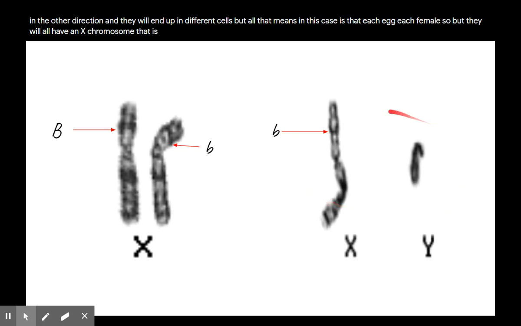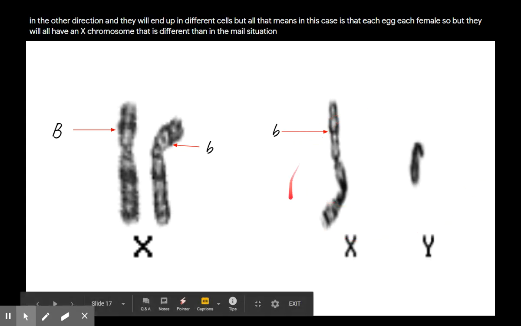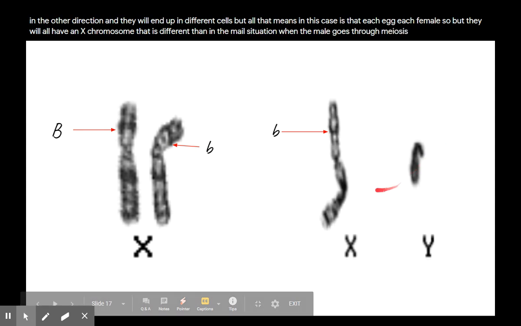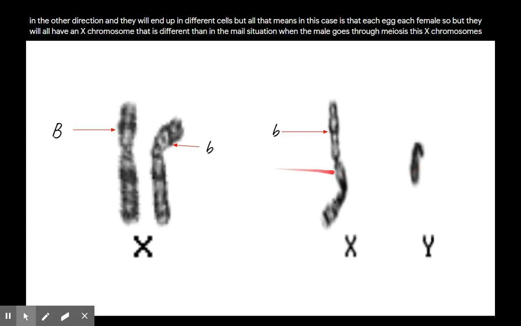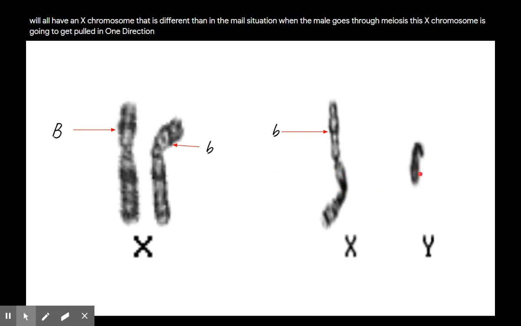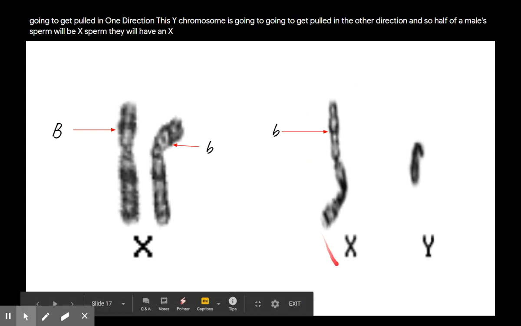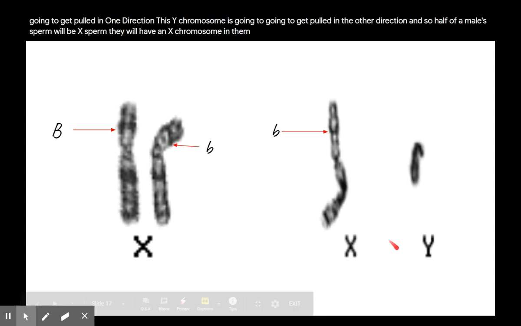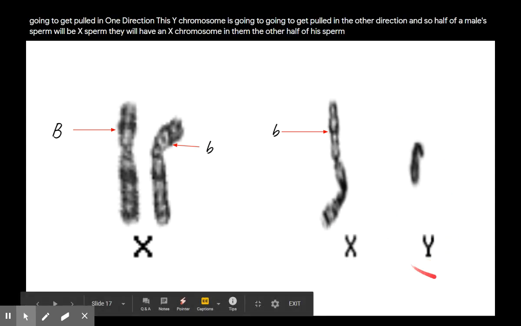That is different than in the male situation. When the male goes through meiosis, this X chromosome is going to get pulled in one direction. This Y chromosome is going to get pulled in the other direction. And so half of a male's sperm will be X sperm. They will have an X chromosome in them. The other half of his sperm will be Y sperm.